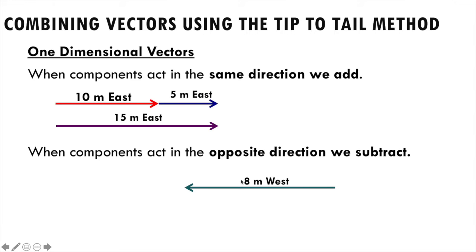So 8 meters west, let's say you walked that, and then you went and walked 3 meters back east. So tip to tail, I just don't want to draw them on top of each other. So my resultant vector would be from here over to here. I'm 5 meters to the west for my resultant vector. Okay, so this works with one-dimensional vectors. It can also work with things vertically, as well as my examples here horizontally.